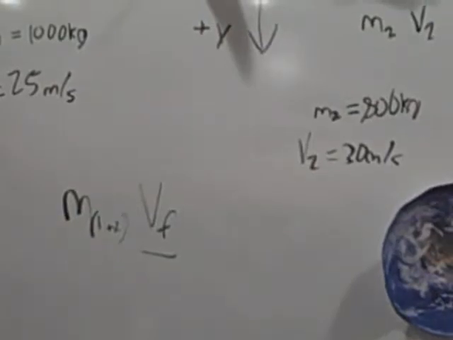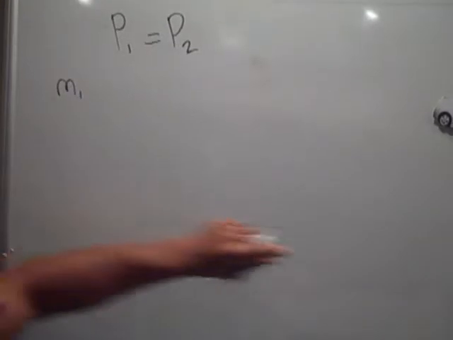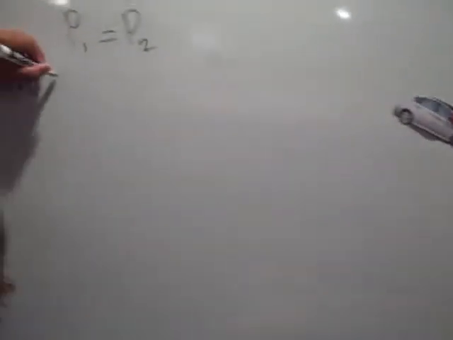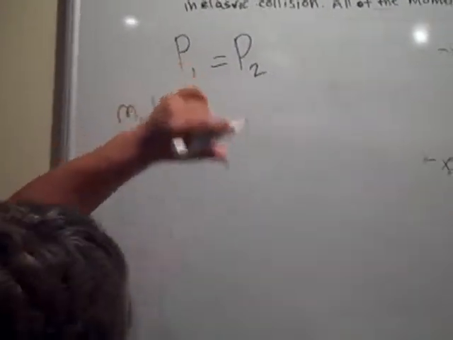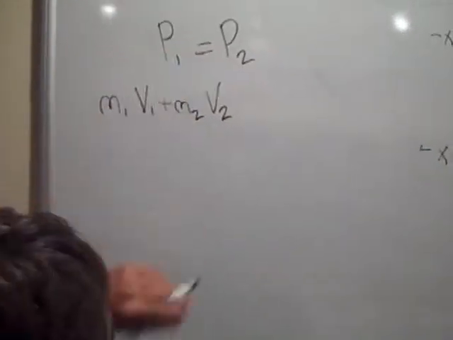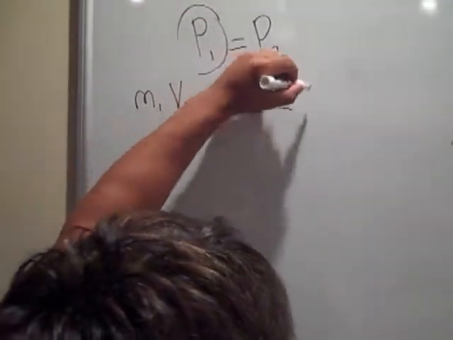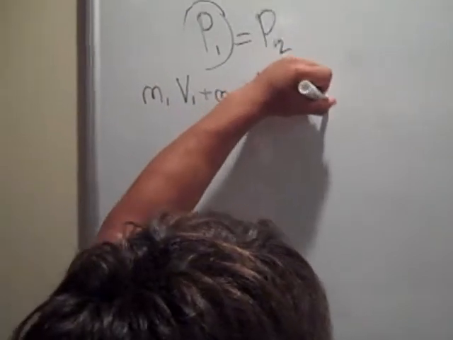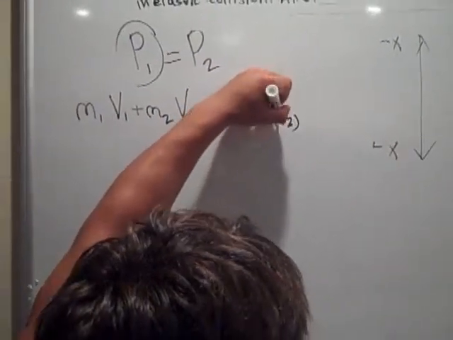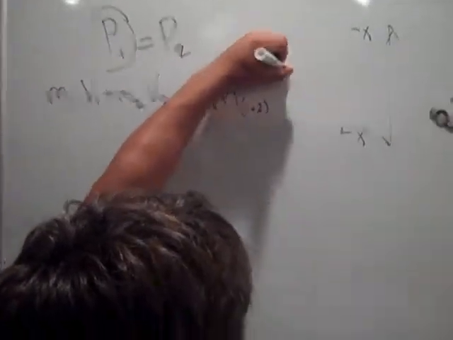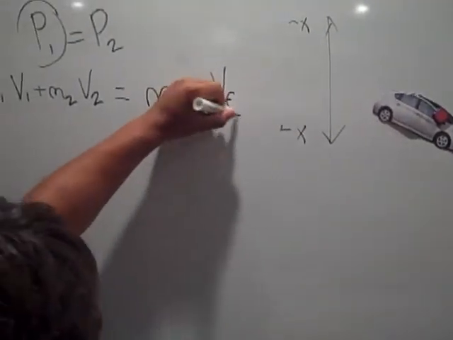So we can set up M1, the mass of the Toyota Prius, times V1, the speed of the Toyota Prius, plus M2, the mass of the Honda Fit, times V2, the velocity of the Honda Fit. That's the initial momentum right there, that's P1. It equals P2, which uses the mass of both because they stick together, so it's M1 plus M2 times V final of the objects once they stick together. That's what we're solving for.